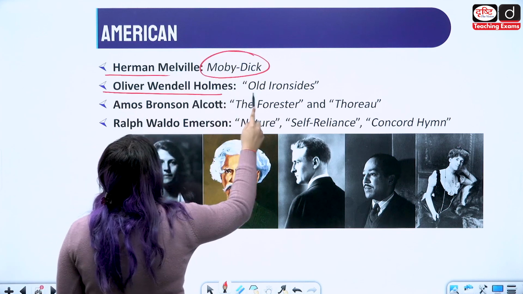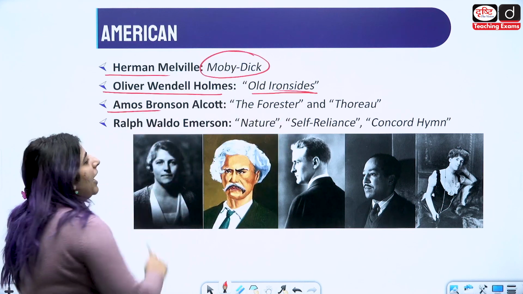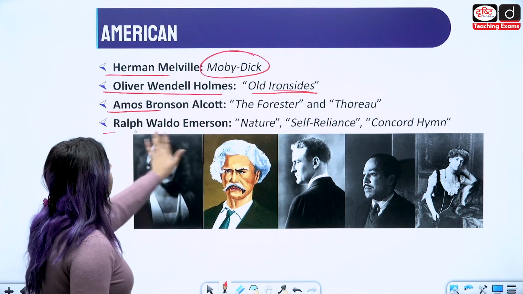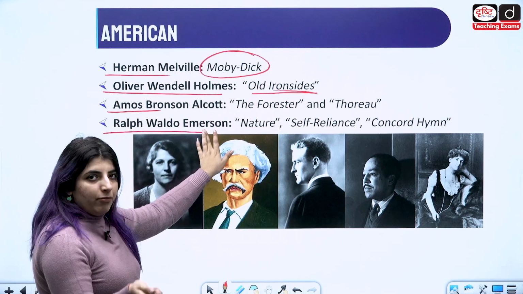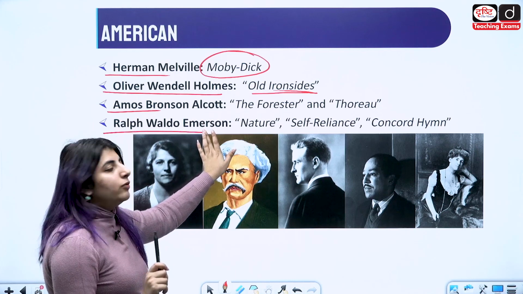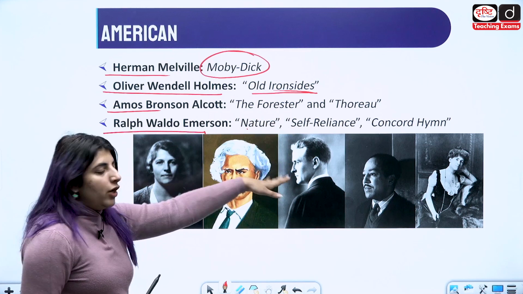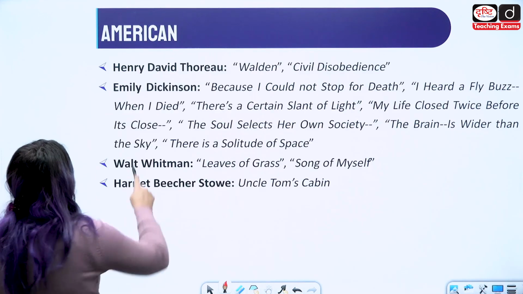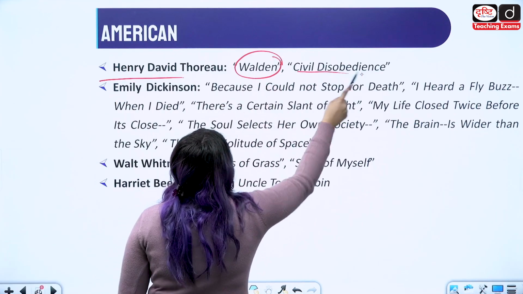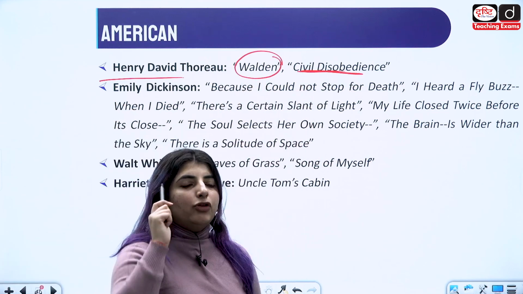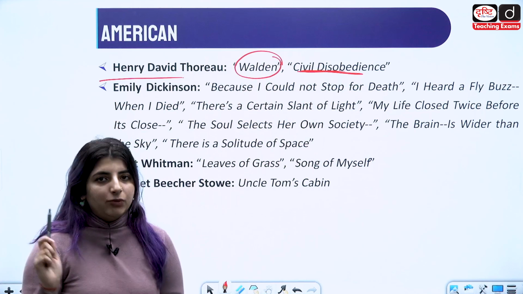So his works like The Raven, The Fall of the House of Usher, The Tell-Tale Heart, Herman Melville's Moby Dick, Oliver Wendell Holmes' Old Ironsides, Amos Alcott's The Forester, and Thoreau, and then Emerson. Emerson's works are important from the non-fictional point of view, like Nature, Self-Reliance, Concord Hymn. All these works. Then we have Thoreau's Walden and Civil Disobedience.